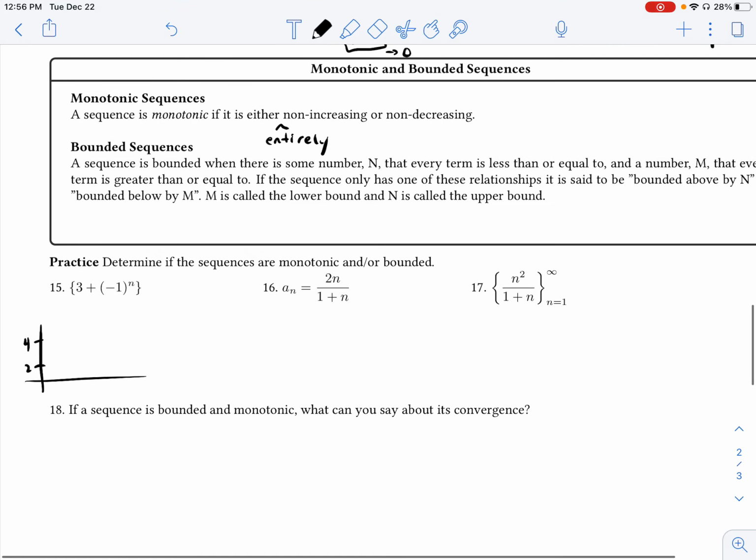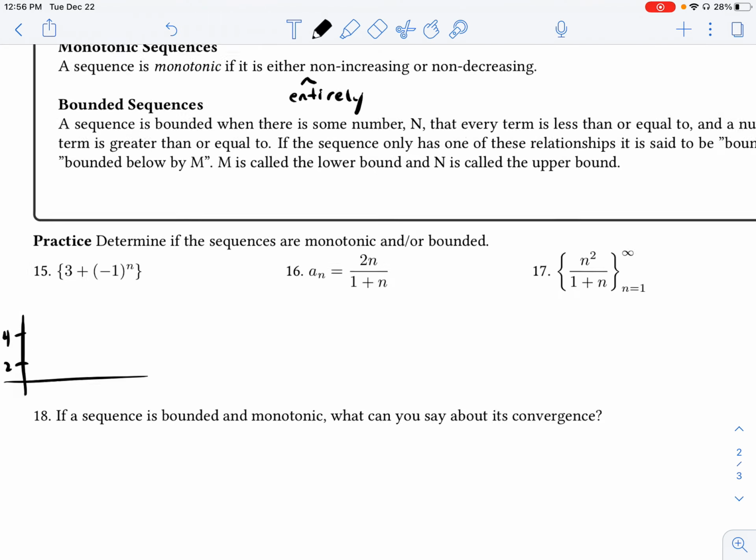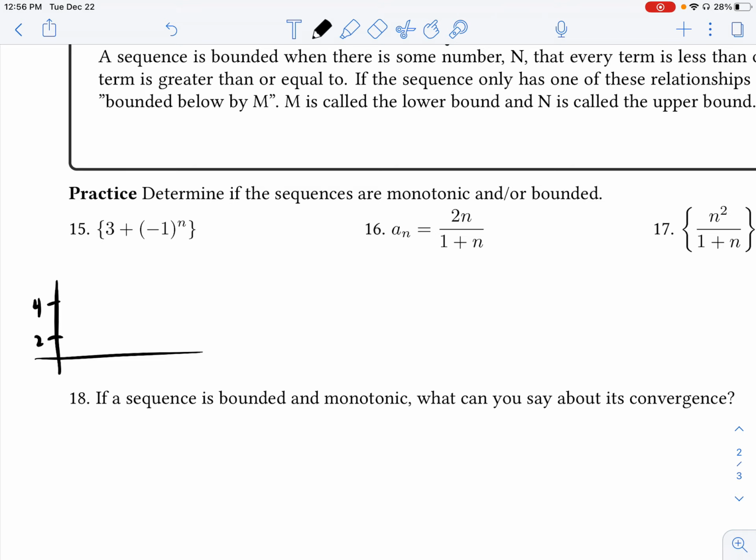So let's look at a couple of sequences here, and let's determine, one, if they are monotonic, and two, if they are bounded, and then let's see if we can get some conclusions from that. Looking at 3 plus (-1) to the n power, let's look at the first couple of terms. When n is equal to 1, that's going to be 3 plus -1, which is 2. When n is equal to 2, that's going to give us +1, so 3 plus 1 is 4. The (-1) to the n just means it's going to alternate back and forth between -1 and +1, so the terms in our sequence are going to go back and forth between 2 and 4.